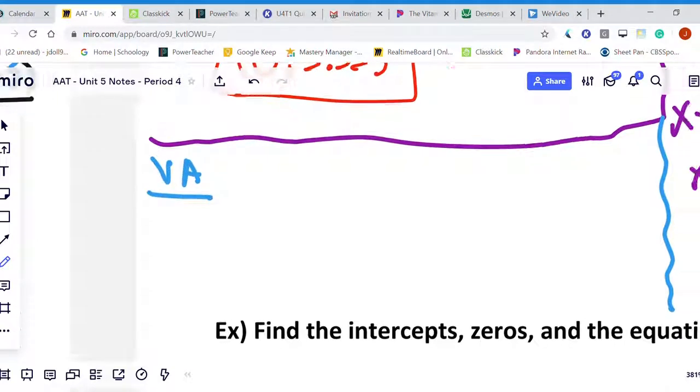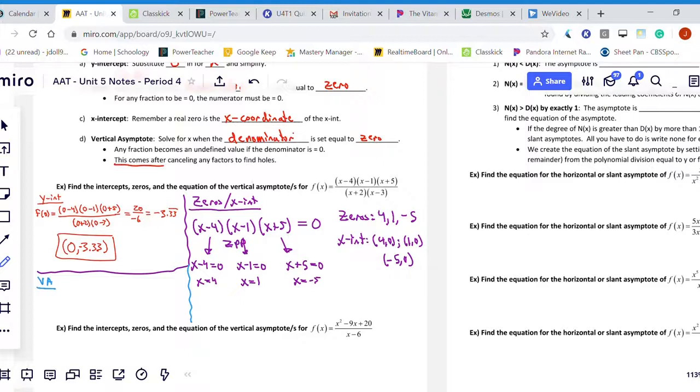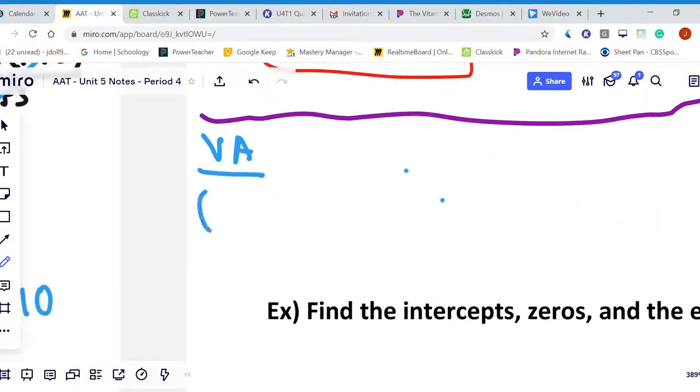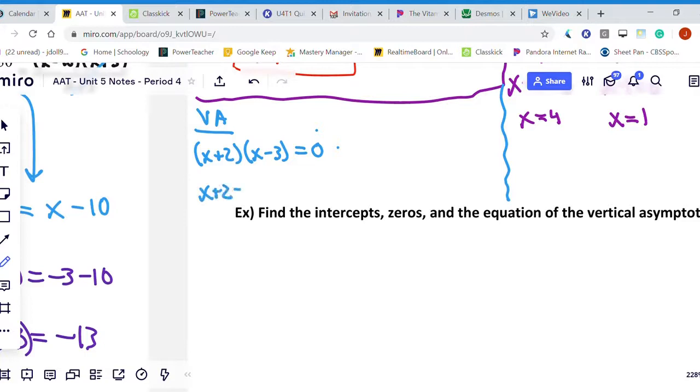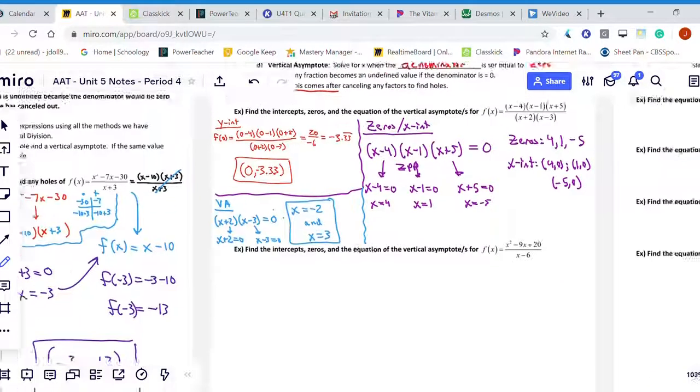We're going to do the same exact thing we just did to find our zeros, but with the denominator. If the numerator is 0, the entire fraction is 0. If the denominator is 0, the entire fraction is undefined. And that's what our vertical asymptotes tell us from the graph. So I'm going to have x plus 2 times x minus 3 equals 0. Again, we use the zero product property, turn these factors into equations, and I get two equations, x equals -2 and x equals 3. Those are the equations of my vertical asymptotes.